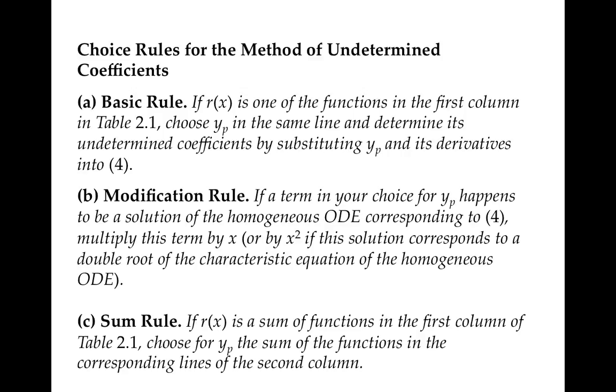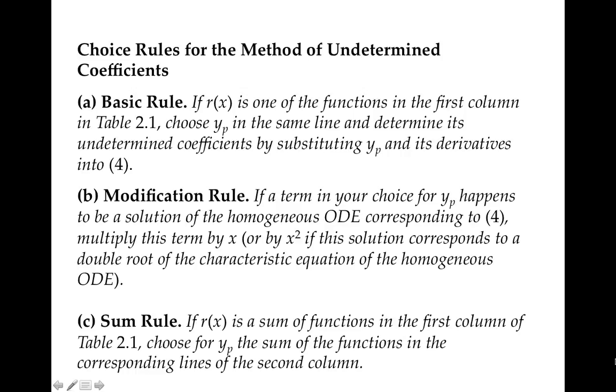The second rule is called a modification rule. The modification rule says if you have a term in your particular solution that happens to be also a solution to the homogeneous differential equation, then you're going to have to multiply this term by x, or by x squared if the solution is a double root of the characteristic equation of the homogeneous differential equation. So once you've determined your form of r of x, you now have to look at what your solutions were to the homogeneous differential equation and then make a choice whether or not you need to modify your particular solution based on what your homogeneous solution was.